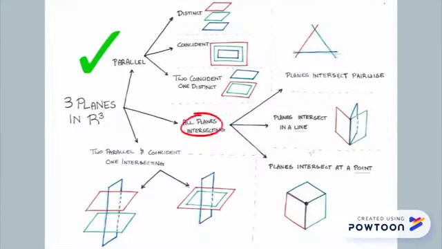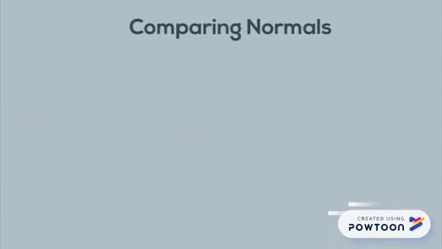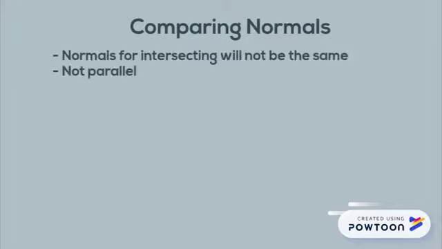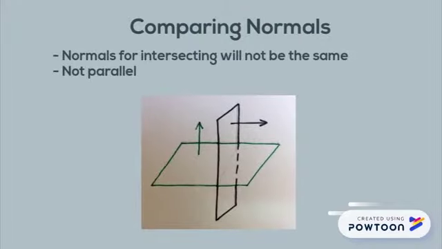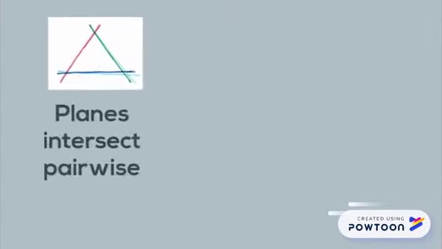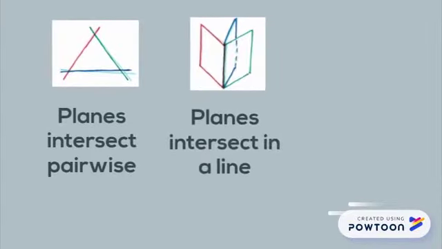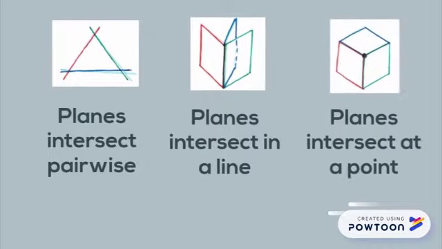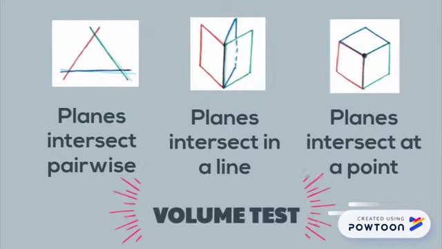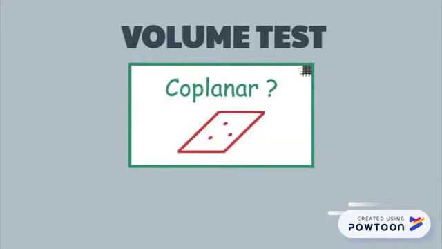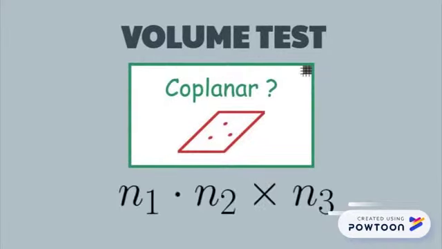Next, we want to find when the three planes intersect with each other. When comparing the normals of each plane, the normals will not be the same, meaning they're not parallel. To identify whether the planes intersect pairwise, or in a line, or at a point, we will use the volume test. The volume test is to find whether the normals are coplanar or not. This is the formula: n1 dot product of n2 cross product of n3.